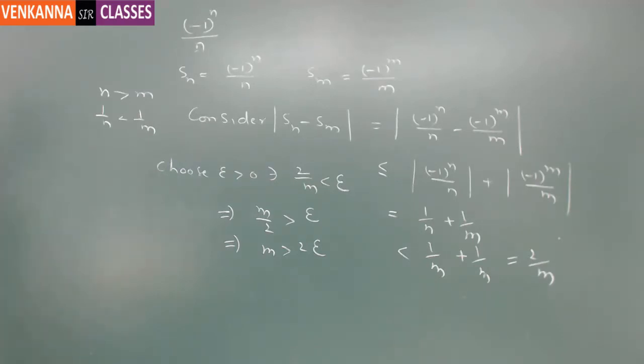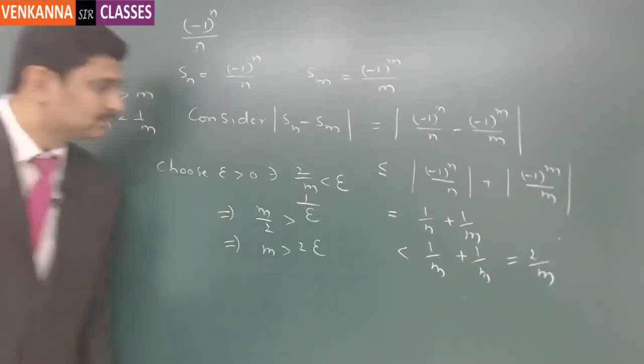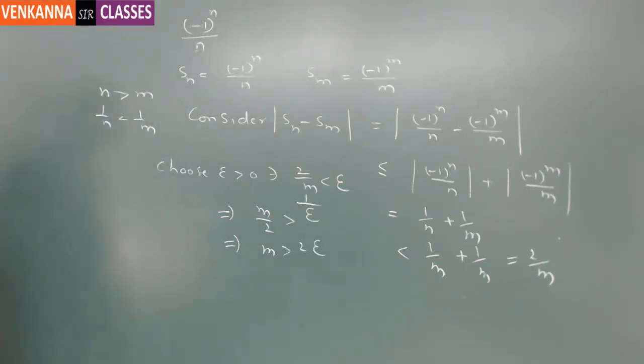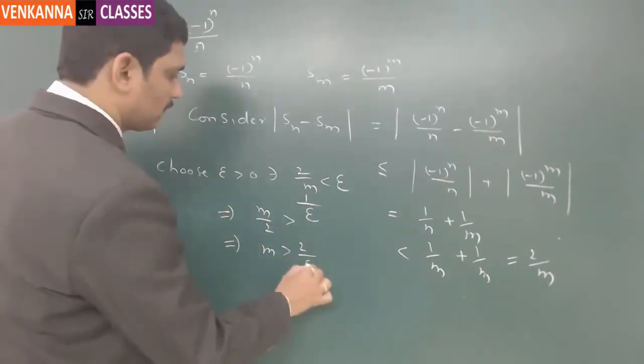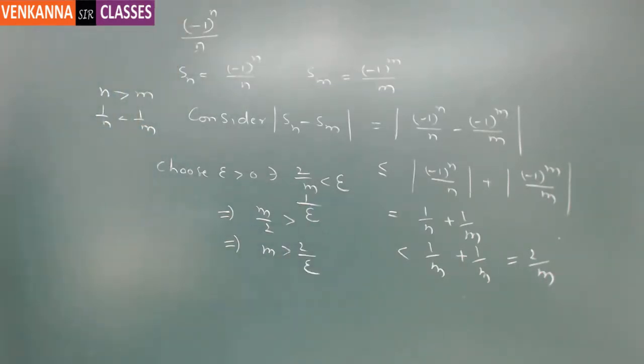So if you take epsilon is equal to 1, m will be 3. If you take epsilon is equal to another number, m will be different. I have made a mistake: it should be greater than 1 by epsilon, by taking the reciprocal. Am I correct now? You should interchange the terms. Right. So if epsilon is equal to 1, m must be greater than 2. If epsilon is equal to 1 by 2, m must be greater than 4. Likewise, we are doing. So for each epsilon, you are able to specify a term number here.